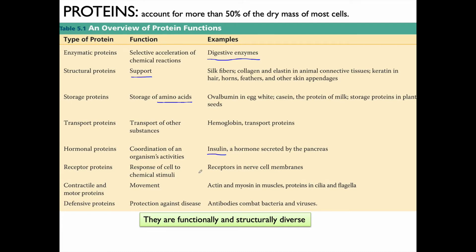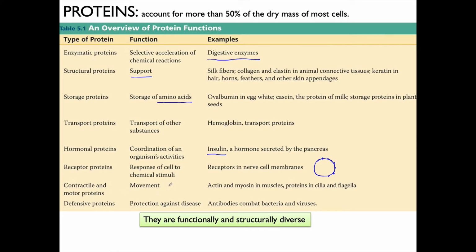We also have receptor proteins, and these are going to make cells respond to certain chemical stimuli. We can see the example is receptors in a nerve cell membrane. So imagine that you have a cell, and on the outside of this cell, you have these little proteins that are embedded, and they're kind of like gatekeepers. They allow some things in and keep other stuff out based on your cell's needs. So these little dots here would be those receptor proteins. Contractile and motor proteins.